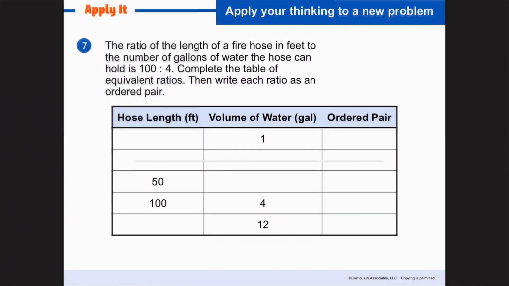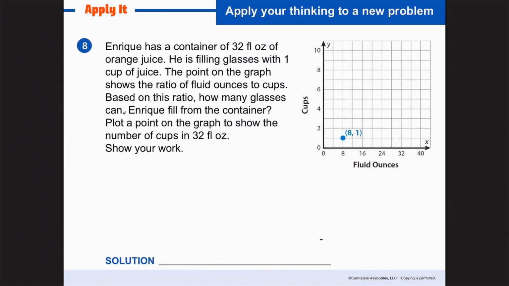All right, so we're just going to go ahead and skip that one. All right, we're going to look at number 8 here. Enrique has a container of 32 fluid ounces of orange juice. So I'm going to start off by making myself a ratio table where I have fluid ounces. And then it says he's filling glasses with 1 cup. So my other unit here is going to be cup. And I can also see that that's true here, fluid ounces and cups.